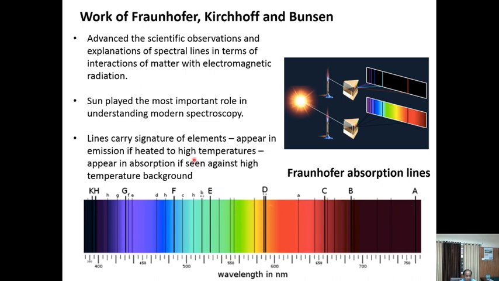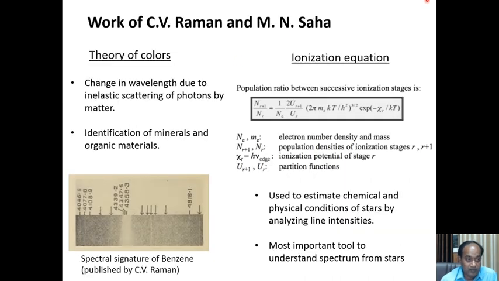Now it so happens that the sun is one of the very intense sources of light, which has all these absorption lines as well as continuum spectrum. So undoubtedly, the sun played a very important role in understanding modern spectroscopy, and many experiments were played around basically the sun.